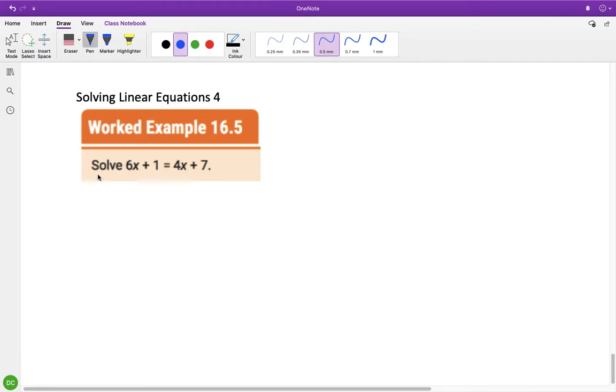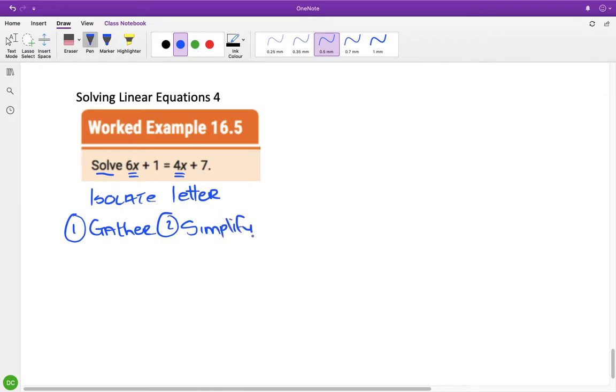Okay, so we're being asked to solve, which means we have to isolate the letter. We know that. You will notice that there is more than one of the letter, which means we have to do our little gather, simplify, isolate, which we were doing the other day. But you'll also note that there's more than one constant.